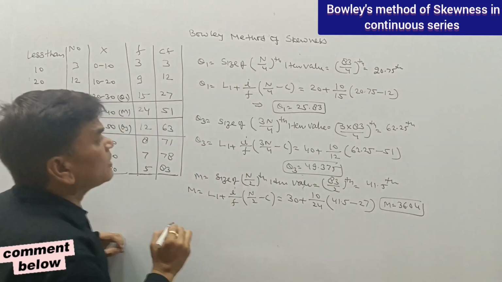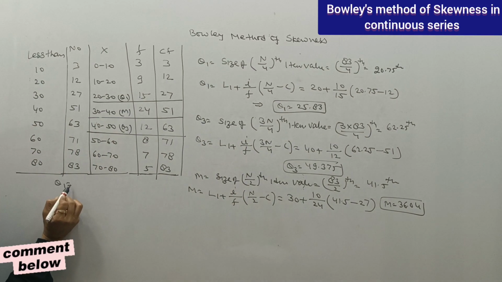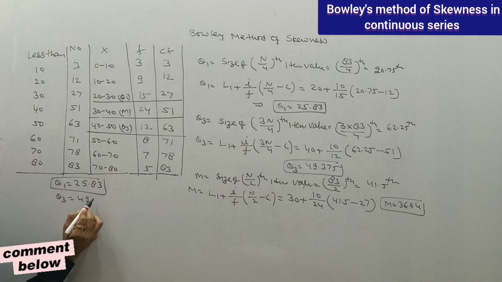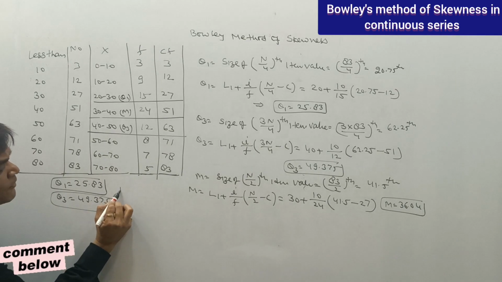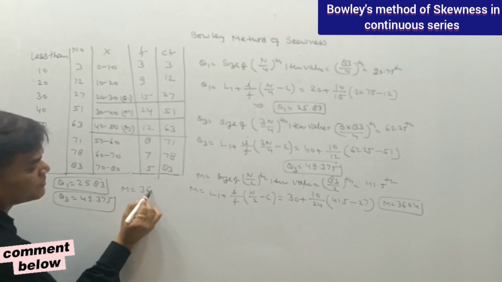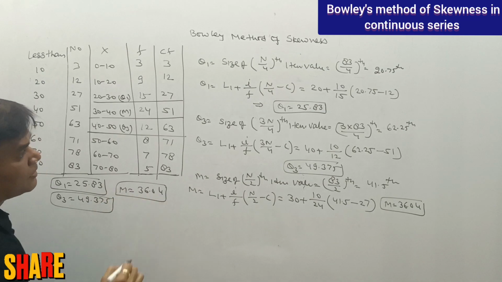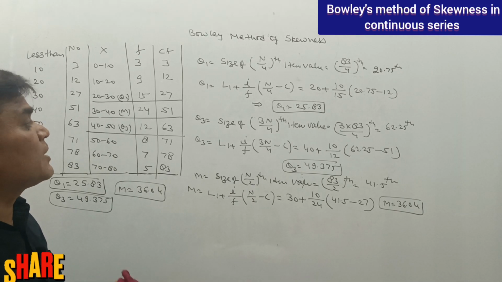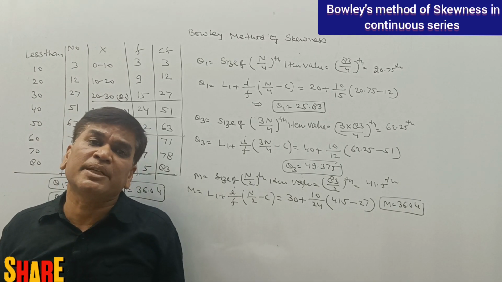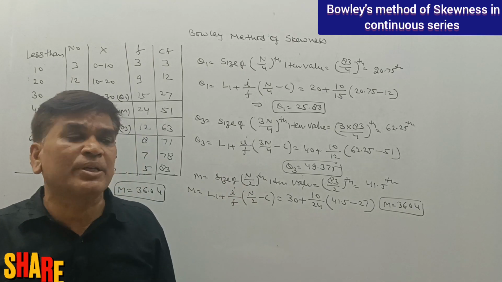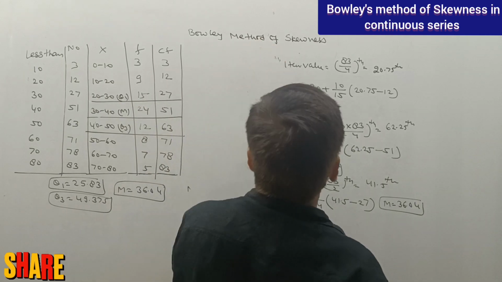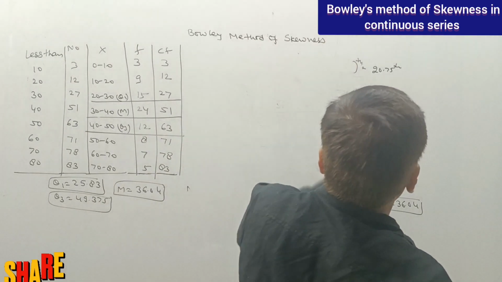So we have calculated all three values. The value of Q1 is 25.83, the value of Q3 is 49.375, and the value of the median is 36.04. All three values we have calculated, no problem at all. Very first we calculated the value of Q1, then the value of Q3, and lastly the value of M. Using all three values, we can calculate skewness and quartile deviation also.